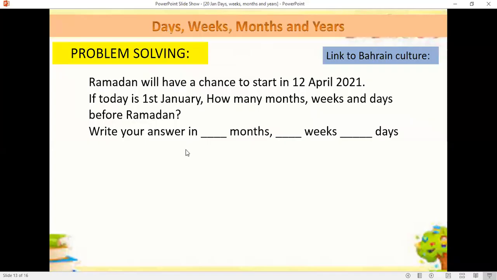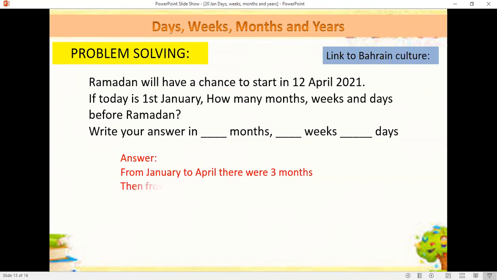Now let's have the problem solving. Ramadan will start on April 12, 2021. If today is 1st January, how many months, weeks, and days before Ramadan? Okay, so how many months? Now it's January, so include January, February, March. So it will be 3 months. Yes, so that is 3 months.